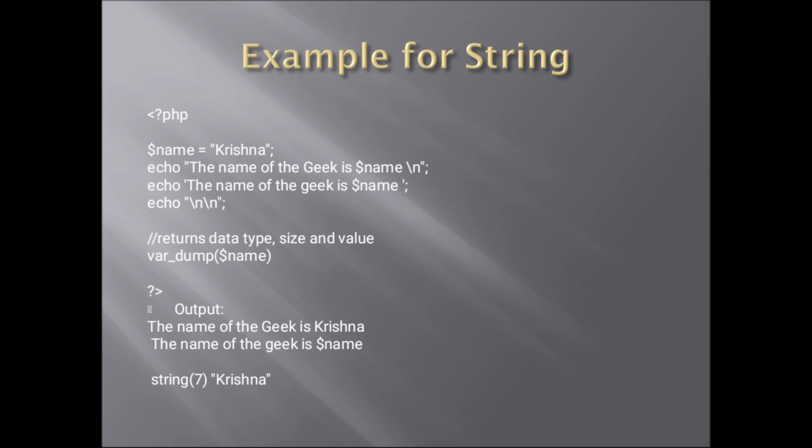We want to print it on a new line, then the data type, size and value we want to declare. So var_dump($name), then you close the PHP tag. It's the output for the first one. The capital Zeke is Krishna and the small letter Zeke is $name. We want to calculate the string Krishna, K-R-I-S-H-N-A. These are 7 letters, so the string length is 7.